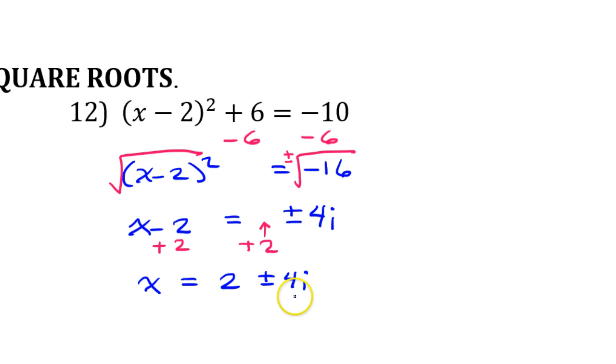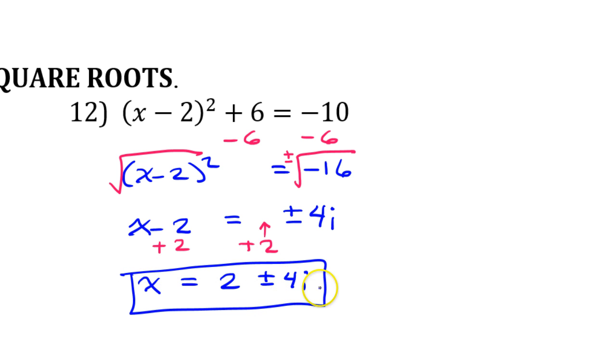Now these are not like terms because this has an i and this doesn't. So we really can stop here. x equals 2 plus or minus 4i. We don't need to go any further than that.